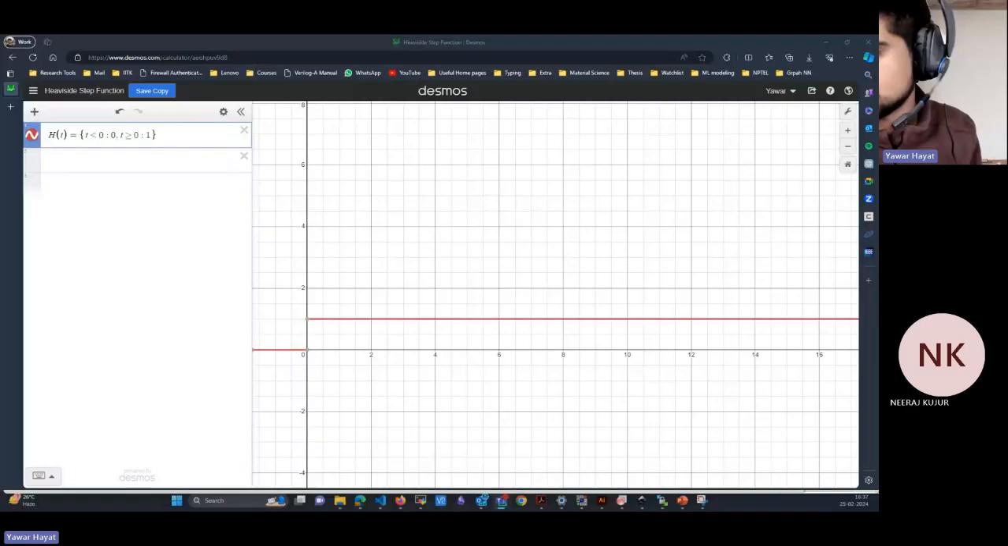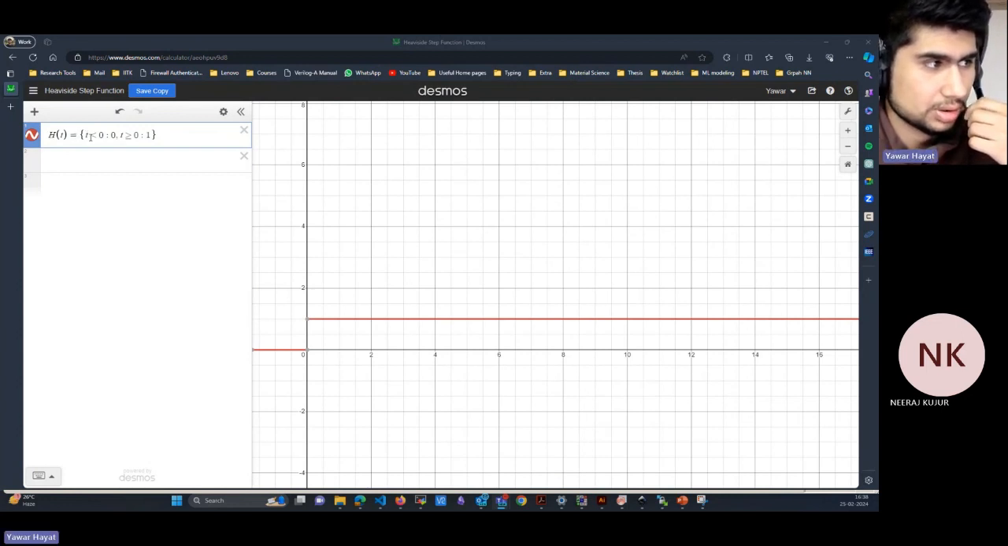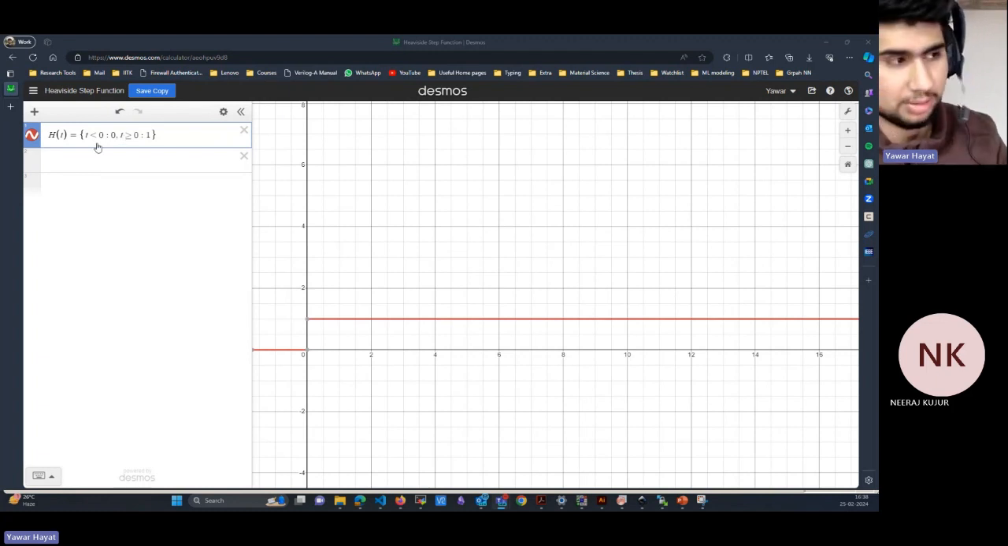Are you able to see this? No sir, your face is gone big. What about now? Yes sir, now it's fine. See, this is how you can do it. H of t is equal to 0 for t less than 0. So this is basically a conditional assignment, in the same way unit step is defined. I basically wrote this, right?